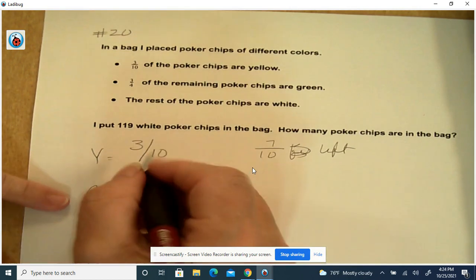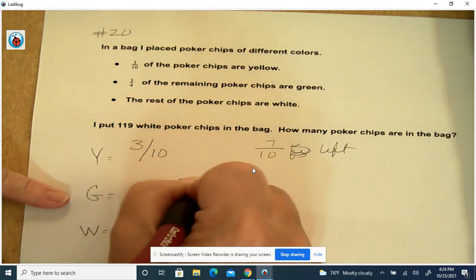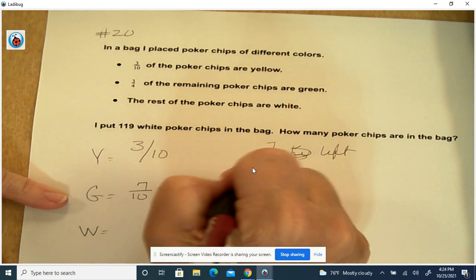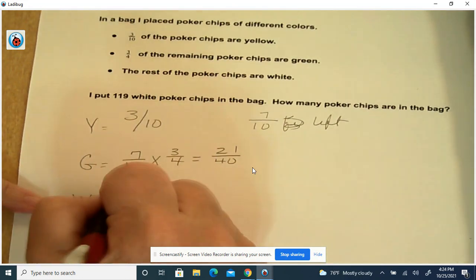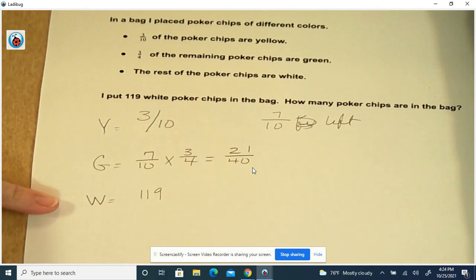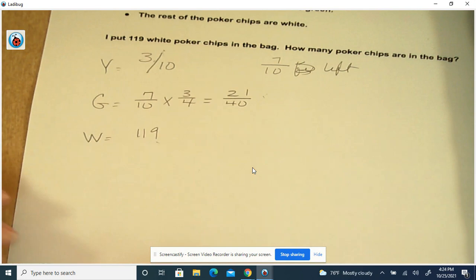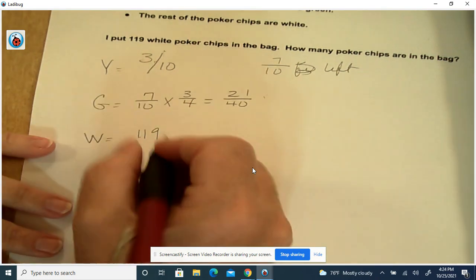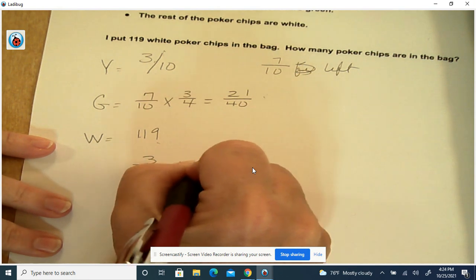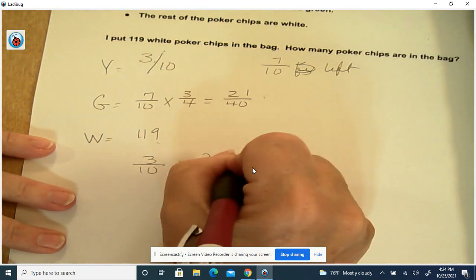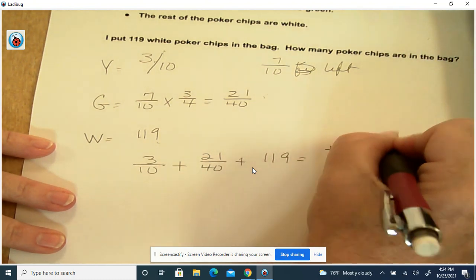So for green, we're going to take the 7/10 that's left over and multiply it by the 3/4, and that gives us 21 over 40. And we have 119 white ones, as the question says. So these three added together will give you the total number. So we have 3/10 plus 21/40 plus 119 equals the total number of poker chips.